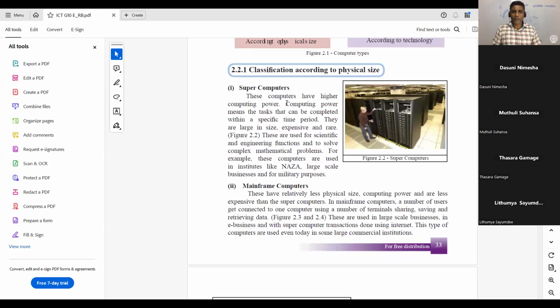Supercomputers, that's the largest one, takes so much processing power, right? It can generate high processing power, very expensive, and it's very rare. Sometimes in Sri Lanka, you can't find a supercomputer, right? Basically, why? Because these computers are used for very complex research, maybe to solve mathematical problems, engineering functions, maybe aircraft designing, likewise. Those are very complex scenarios, right?